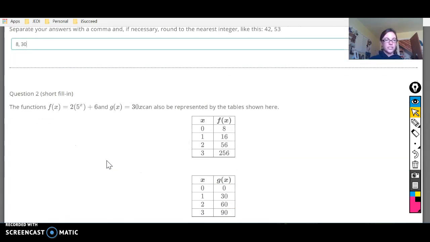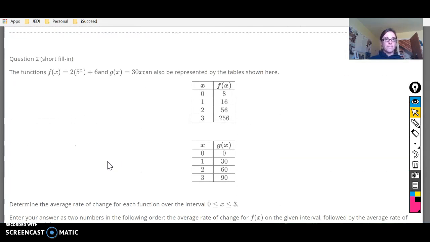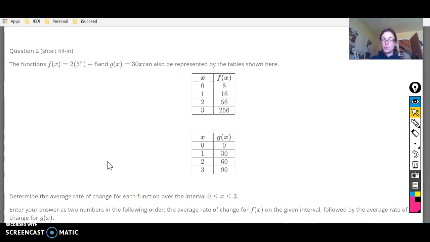Going down to question 2. So these are a table of values. So x and f of x, where f of x is essentially y, and x and g of x, where again g of x is essentially our y value. So now we're going to do pretty much the same thing, but we are going to find the average rate of change over the interval 0 to 3 instead of 0 to 1.